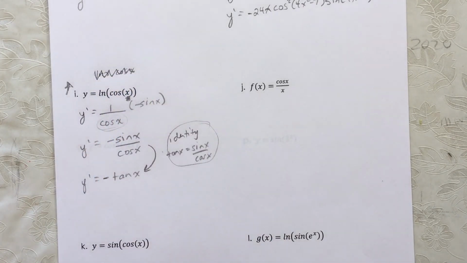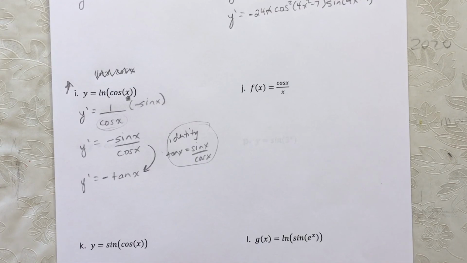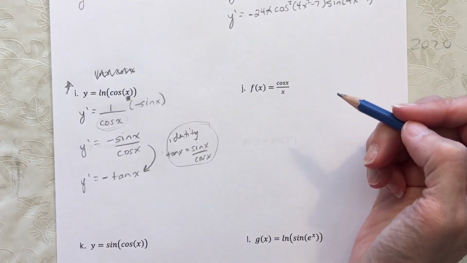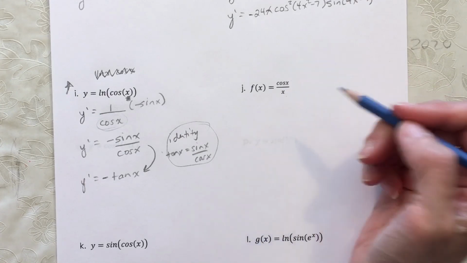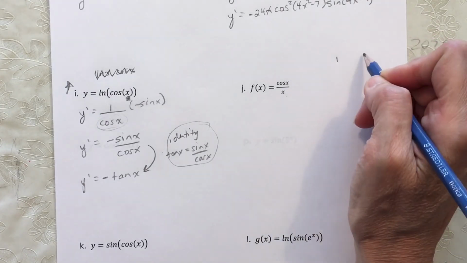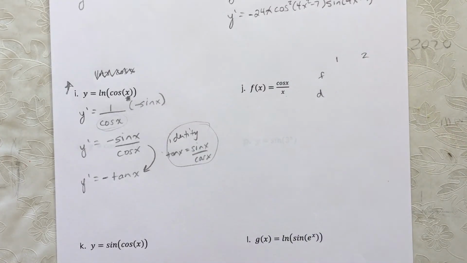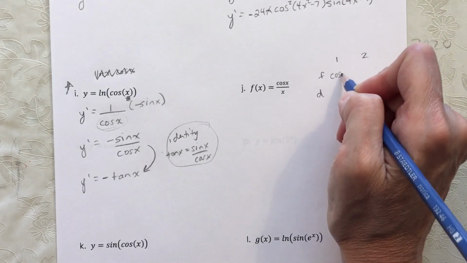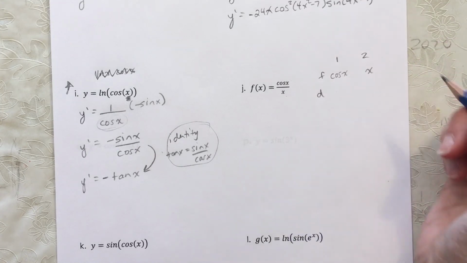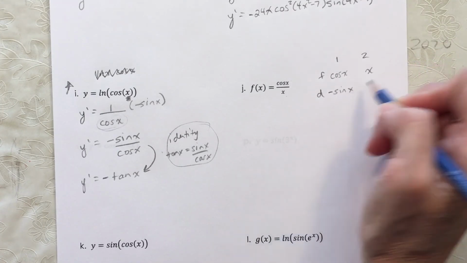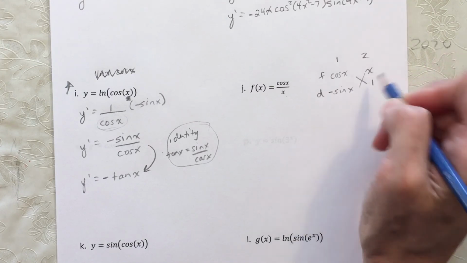So be careful about that too. Whereas in J, we have the cos of x divided by x. That is a quotient rule question. X is in the two spots here. So we're going to do our first, second function derivative. So our first is the cos of x, and our second is x. The derivative of the cos of x is negative sine of x, and the derivative of x is 1.